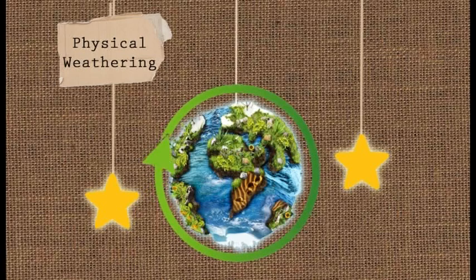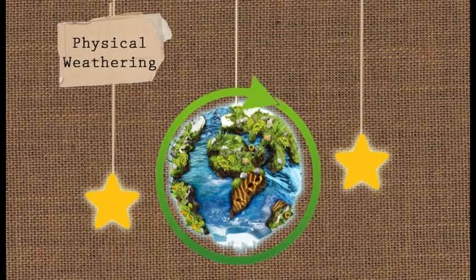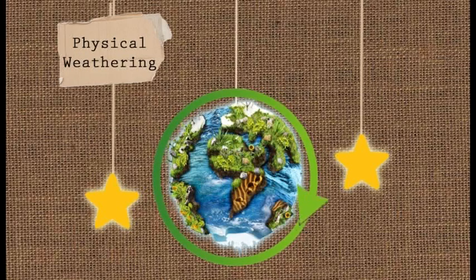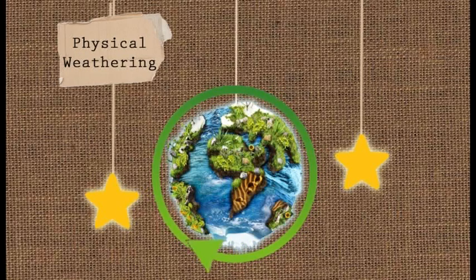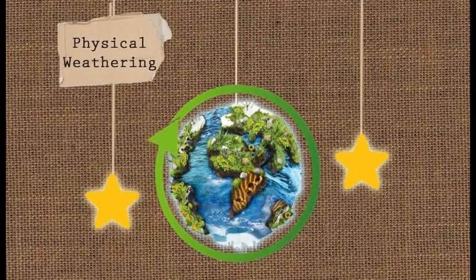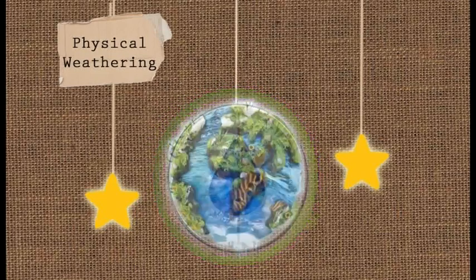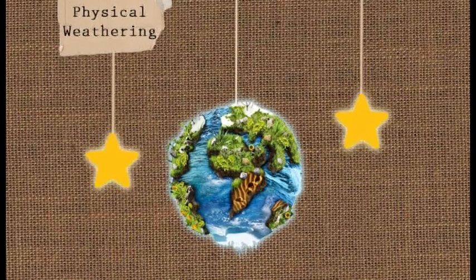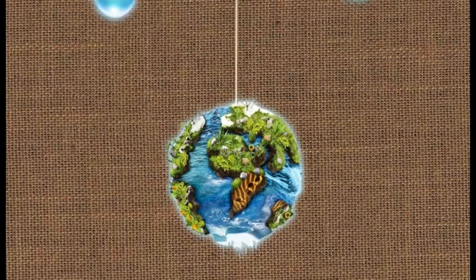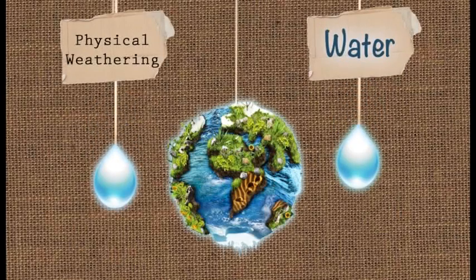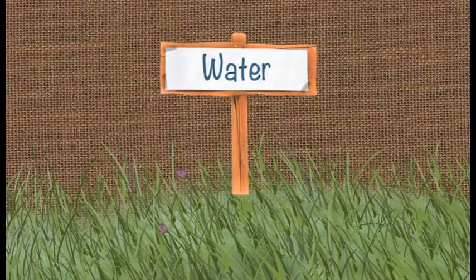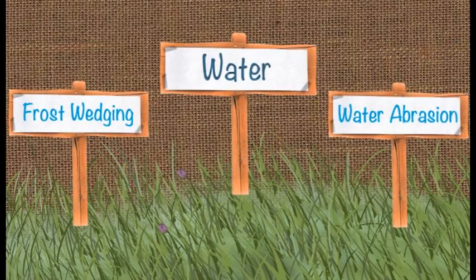Physical weathering is a never-ending cycle that happens from the first moment new rock from tectonic plates comes into contact with natural forces such as temperature, wind, and water. This video will explore how physical weathering slowly causes our Earth to change due to the element of water. Water assists physical weathering by breaking apart rock and soil through frost wedging and water abrasion.